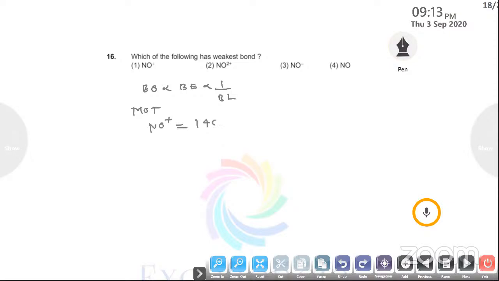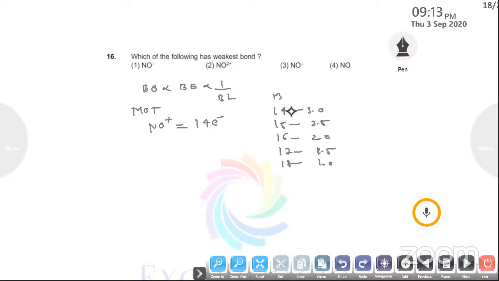Total 14 electrons are there, right? But I'll tell you a shortcut. Generally, 14 electrons bond order will be 3.0. 15 electrons bond order is 2.5. 16 electrons bond order is 2.0. 17 electrons bond order is 1.5. 18 electrons bond order is 1.0.